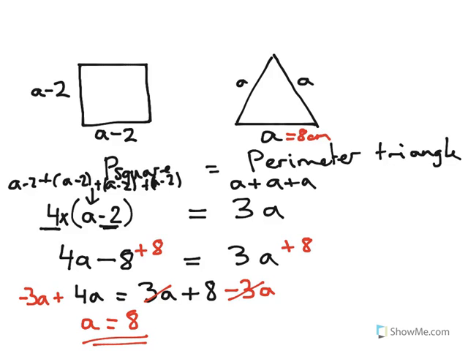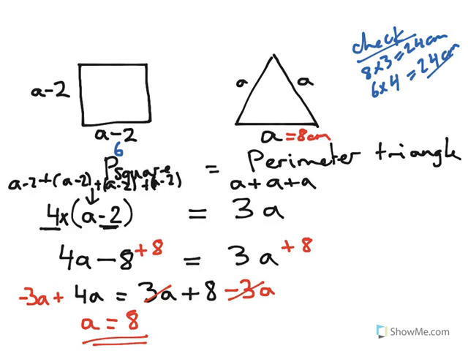I can do a little check here that I've not done anything wrong. The perimeter of my equilateral triangle would be 8 times 3, which would be 24 centimeters. The perimeter of my square would be a minus 2, which would be 6 centimeters. 6 times 4, 6 centimeters is each side, and I've got 4 sides. 6 fours are also 24. So my perimeter would be 24 centimeters.